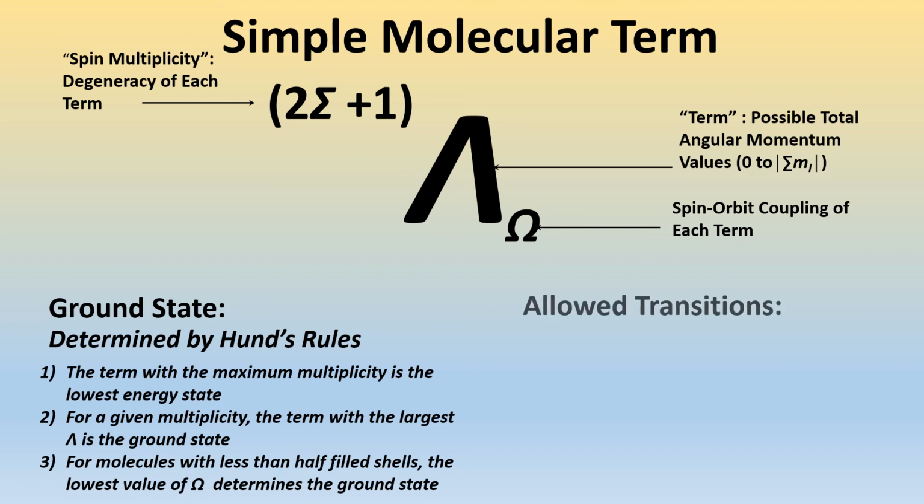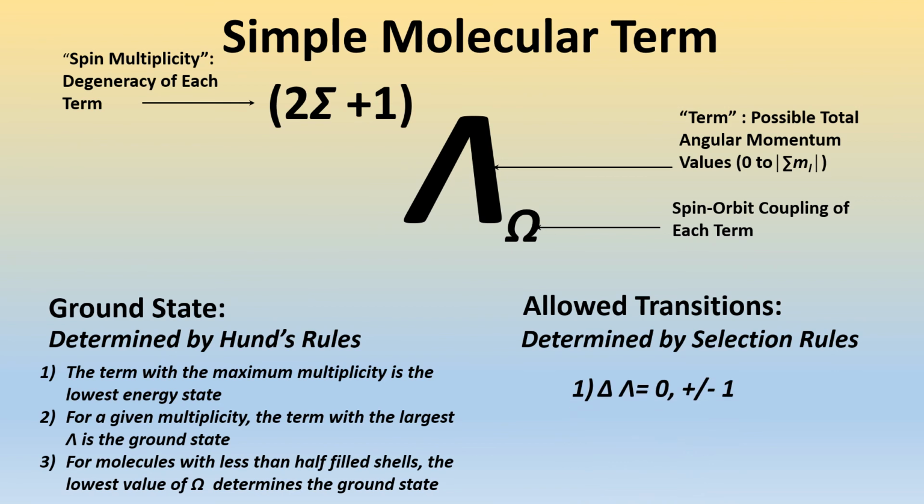These term symbols tell you the allowed transitions for the molecule, as determined by selection rules, where once again, since you are absorbing a photon, which is a boson with a spin of 1, only a change in angular momentum of 1 is acceptable. So delta lambda can be 0, plus 1, or minus 1. However, spin cannot change, so delta sigma has to be 0. And since omega depends upon sigma plus lambda, the change in omega is also 0, plus or minus 1.